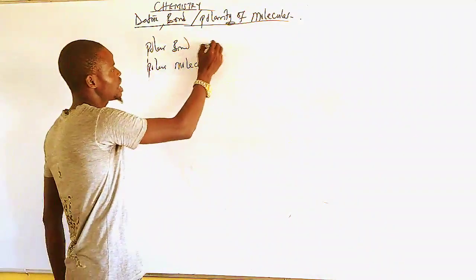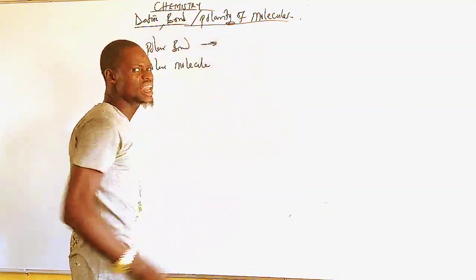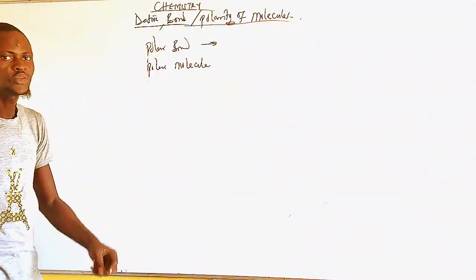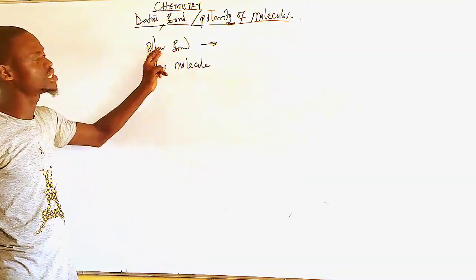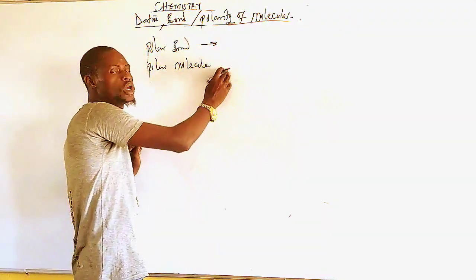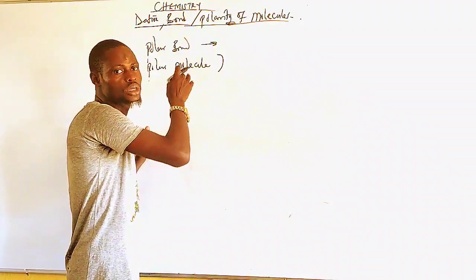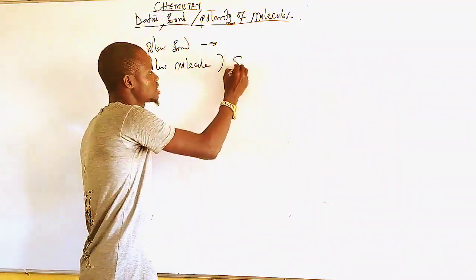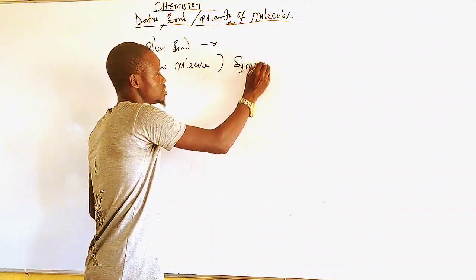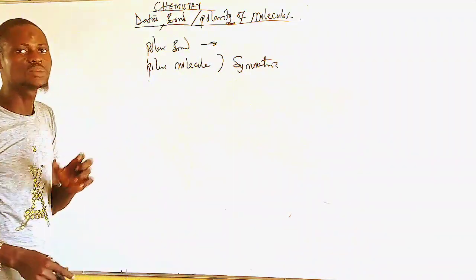A polar bond is determined by the difference in electronegativity value, which I've explained in my previous video. While a polar molecule is determined by the symmetric nature of the arrangement of the atoms. Are you getting it now?